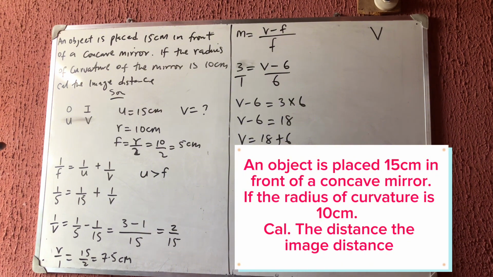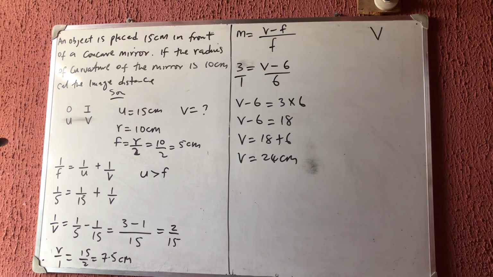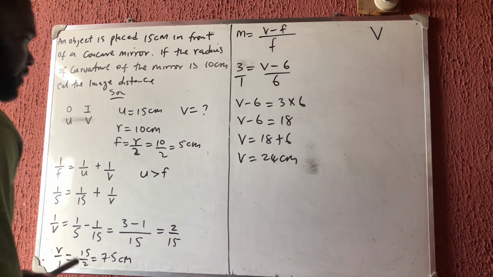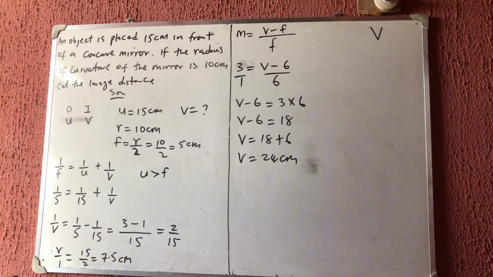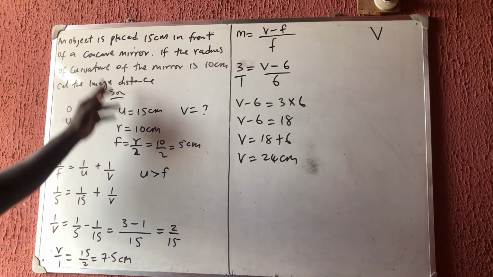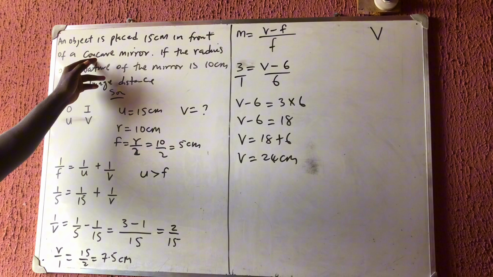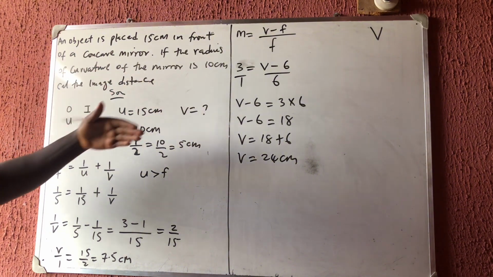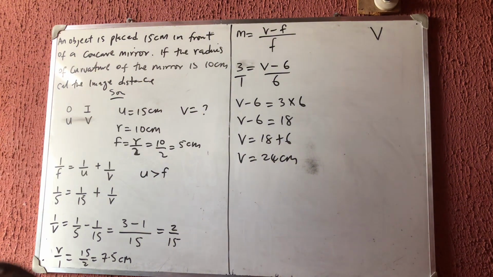So if your U is greater than F, then the image is real and inverted. But if your U is less than F, then the image is virtual and upright. So if you tell us the characteristics of an image that is real and inverted, it is a concave mirror. Okay, and that concave mirror, where is it placed? It is placed in front. It is not placed behind the mirror.